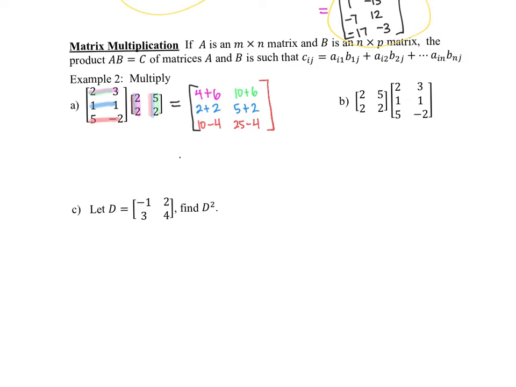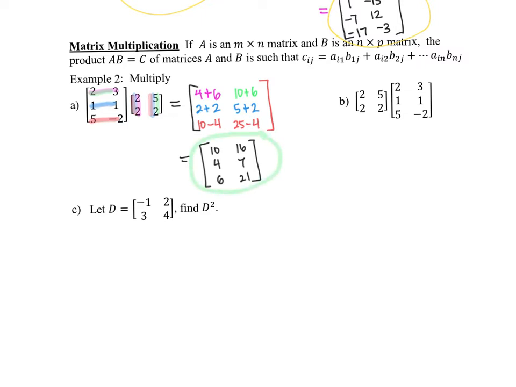And then the resultant matrix is going to be 10, 4, 6, 16, 7, 21. So that is the final answer after I do the multiplication.